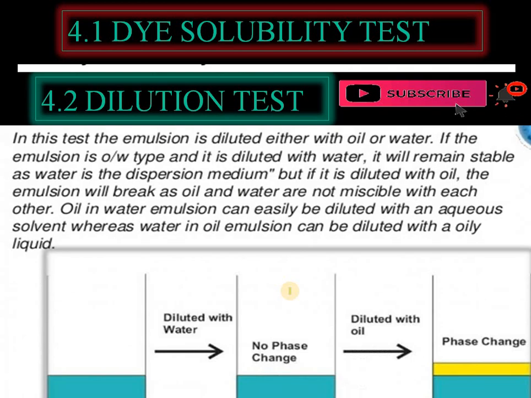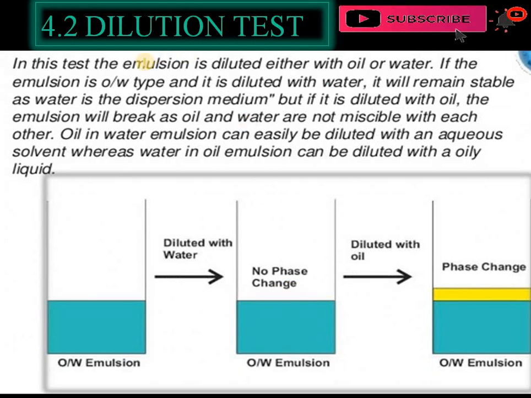Moving to the next, the second test to check the type of emulsion is the dilution test. In this test, if the emulsion is unknown and we add water, and by adding the water no phase change takes place, so the level increases, it means the unknown sample of emulsion contains water in a large quantity, so it gets diluted easily.